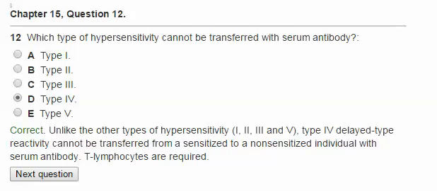Number 12, which type of hypersensitivity cannot be transferred with serum antibody? A. Type 1, B. Type 2, C. Type 3, D. Type 4, E. Type 5, and the answer is Type 4. Type 4 hypersensitivity cannot be transferred with serum antibody. Unlike the other types of hypersensitivities, 1, 2, 3, and 5, Type 4 delayed type reactivity cannot be transferred from a sensitized to a non-sensitized individual with serum antibody because T lymphocytes are required.